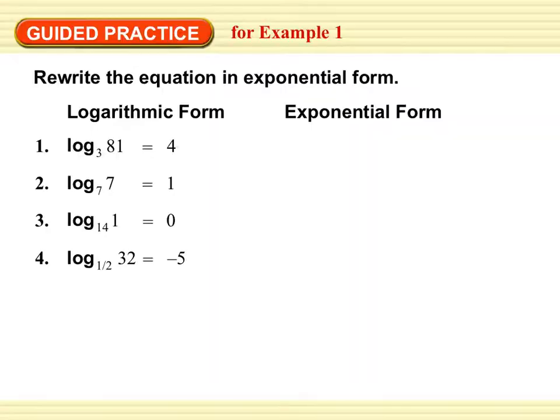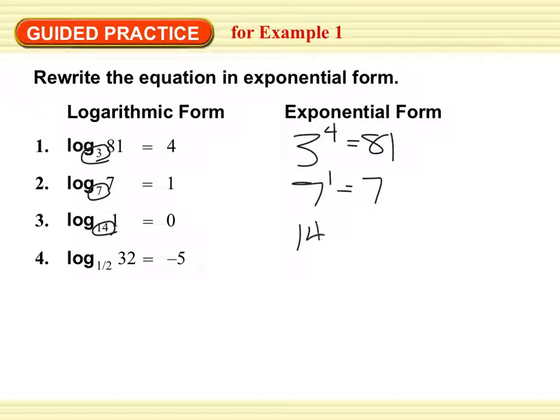Let's try a few more. Remember this becomes ground level. 3 to the 4th power equals 81, ground level. 7 to the 1st power equals 7, ground level. 14 to the 0 power equals 1, ground level. 1/2 to the negative 5 equals 32.